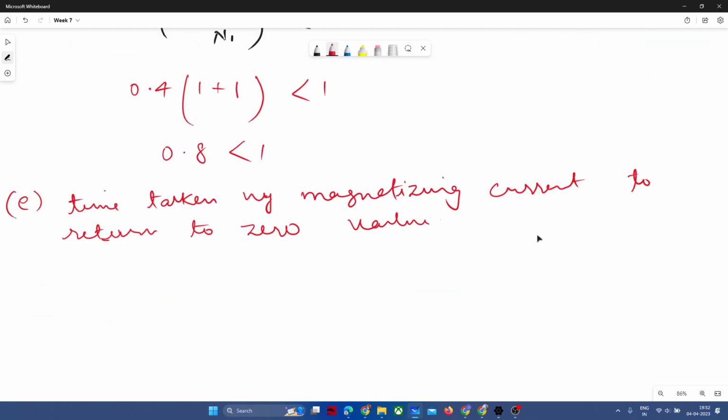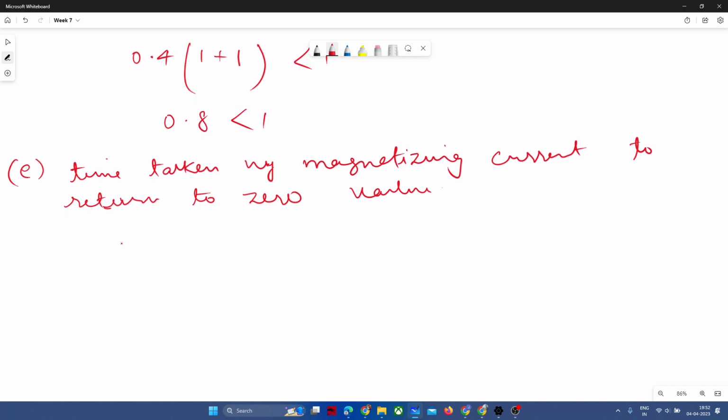Okay, so what should be that time value? That should be t2, right? Recall that from that graph, we identified that t2 is the time taken by ILM to come to the zero value, and that time value we need to compute.